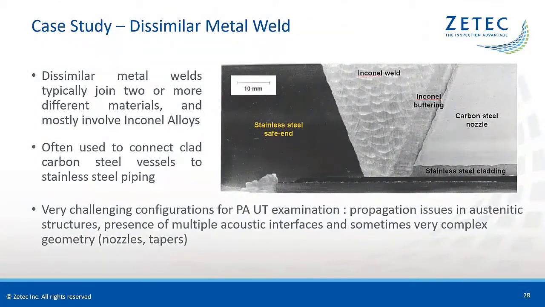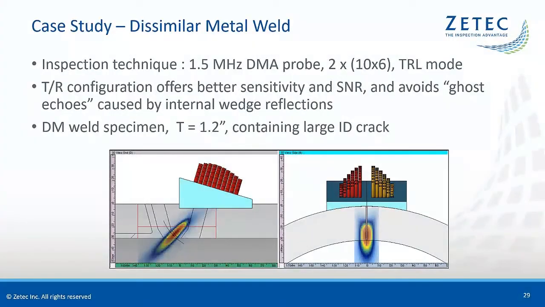The last case study of this webinar is about dissimilar metal weld inspection. These welds typically join two or more different materials and mostly involve Inconel alloys. The image on my slide shows a typical weld configuration. Dissimilar metal welds are very challenging configurations for phased array UT examination due to the propagation issues in austenitic structures, the presence of multiple acoustic interfaces, and sometimes the complex geometry, including nozzles and tapers. Effective inspection techniques for these dissimilar metal welds are typically based on low-frequency DMA probes, generating L waves for better propagation in the coarse grain austenitic material.